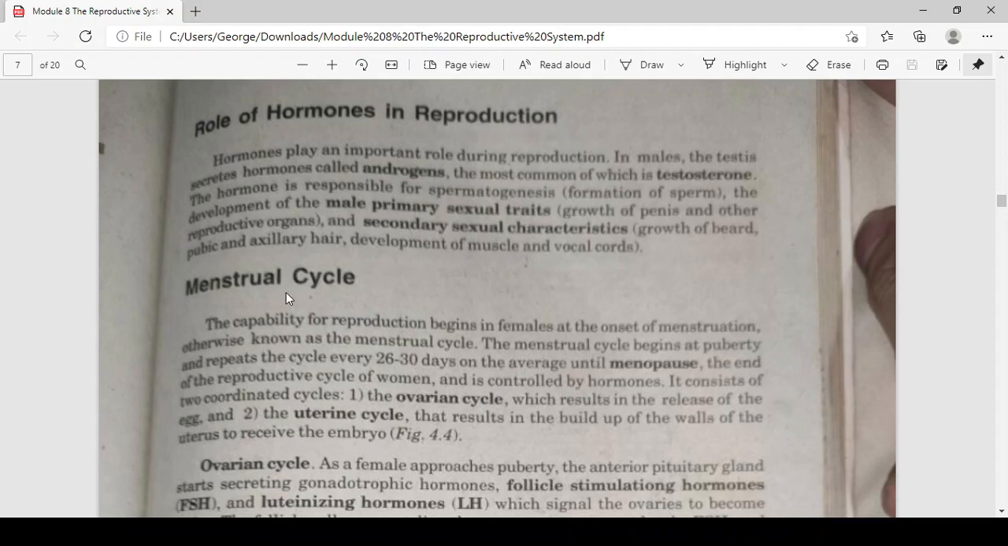Kids, in your menstrual cycle, the first is the ovarian cycle, where you release an egg to introduce a new egg. The uterine cycle is for the wall to grow and thicken so that it can receive the embryo if intercourse occurs. So kids, if no intercourse happens, the wall of your uterus just thins out.